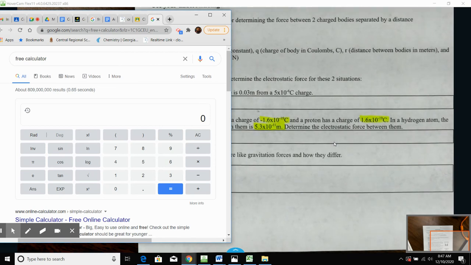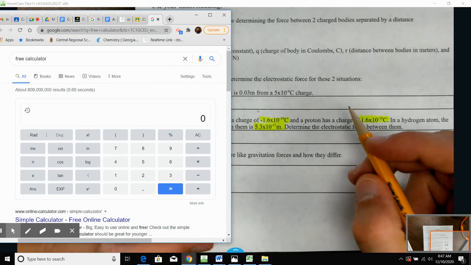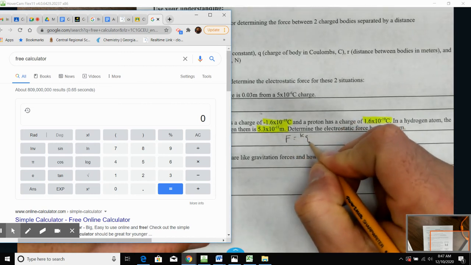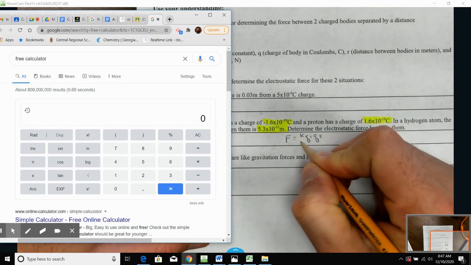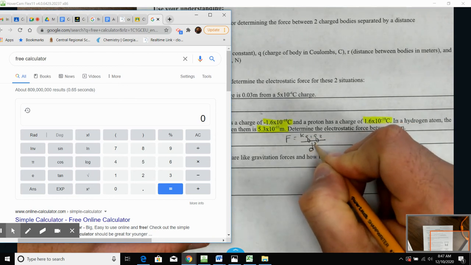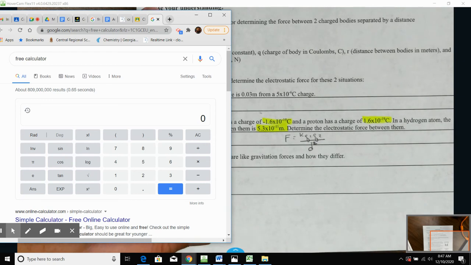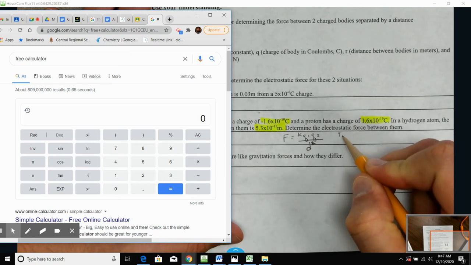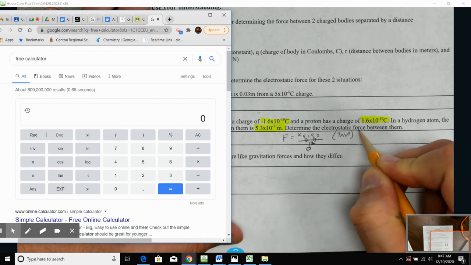So our equation, all right, is F is equal to K times Q1 times Q2 over D squared, or it may show up as R squared depending upon your formula. But it's the same process. So K, the value for that doesn't change. We were given that, and that is 9 times 10 to the 9th.